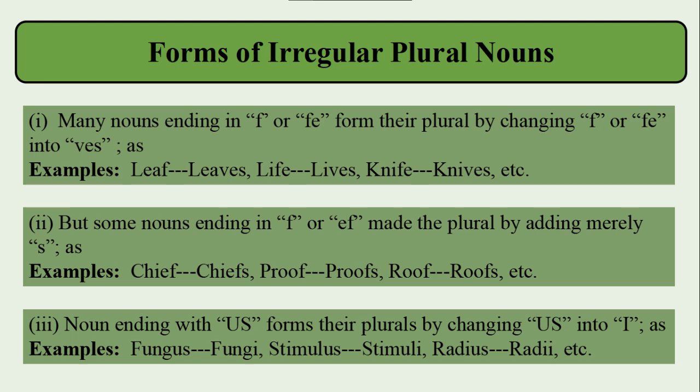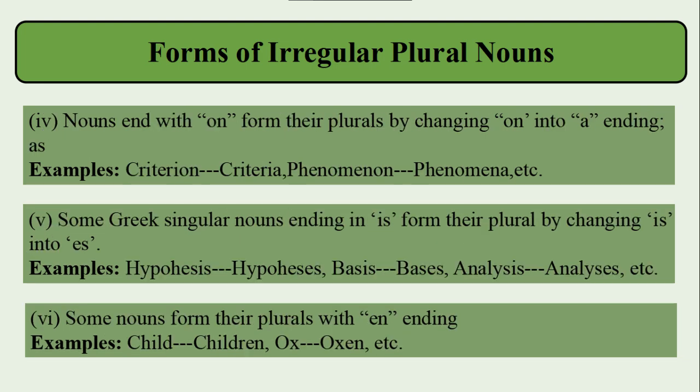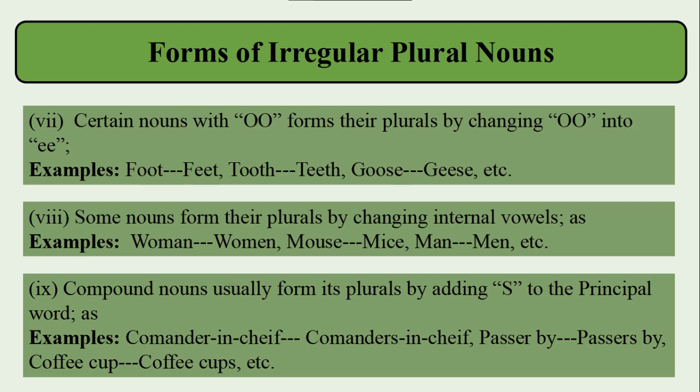Another pattern involves vowel changes, often from older forms of English, changing us to i for some Latin words. Fungus, fungi; stimulus, stimuli. Okay. Changing on to a for Greek words. Criterion, criteria; phenomenon, phenomena; or is to es. Hypothesis, hypotheses; analysis, analyses. Wow, echoes of other languages. Definitely. Then you have the en ending, like child, children; ox, oxen; and the internal vowel change, oo to ee, like foot, feet; tooth, teeth; or other vowel shifts. Woman, women; mouse, mice; man, men.